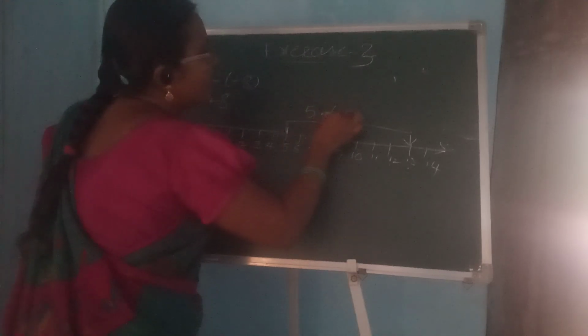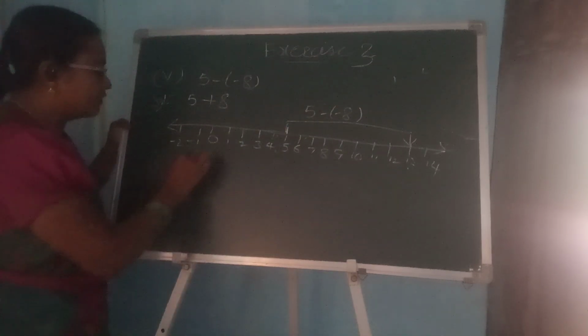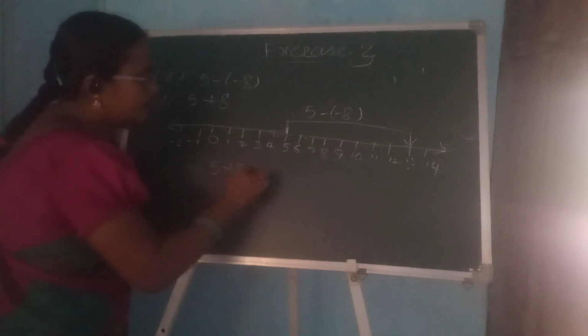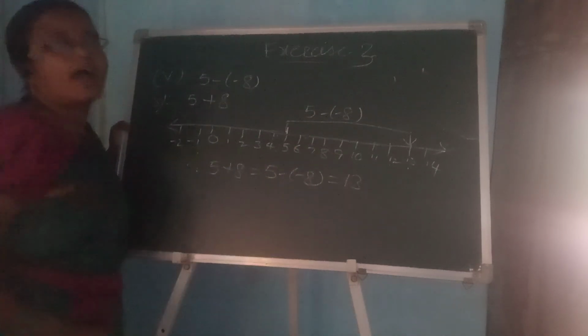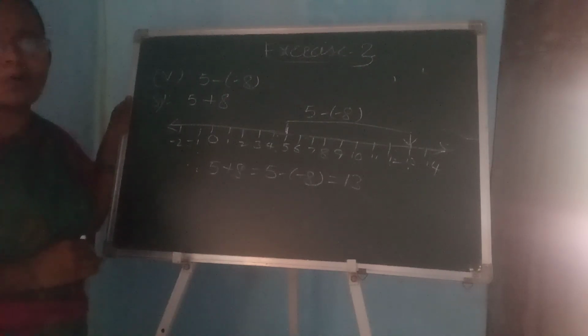So 5 minus of minus 8 is equal to 13. Therefore, 5 plus 8 is equal to 5 minus of minus 8 is equal to 13. Students, I think you have made a clear understanding of this problem. Now we shall move to the next problem here.